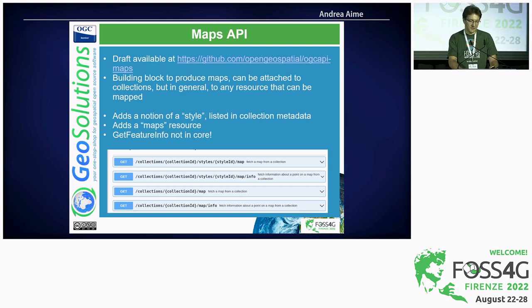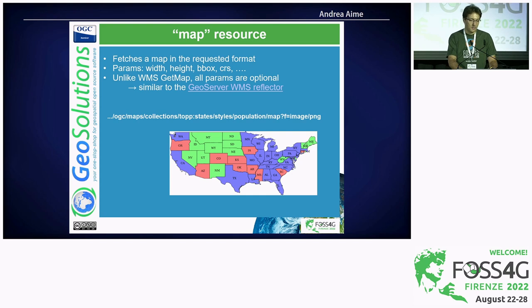So collections, in this case, have styles. Then they have map. And interesting, the map resource, you can just say, OK, give me a map of that layer without any parameter, and it's going to work. And then optionally, you can define a bounding box, the width and height, the output format, and so on. So it looks a lot like the GeoServer WMS reflector that we have had for the past 20 years.